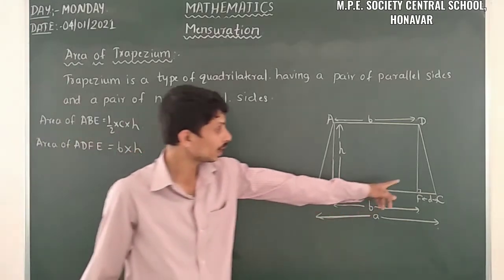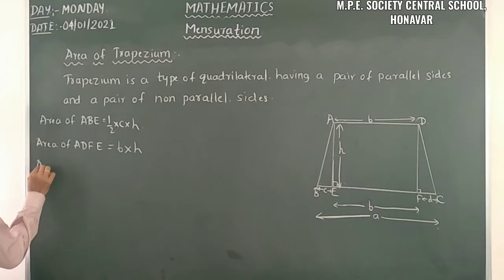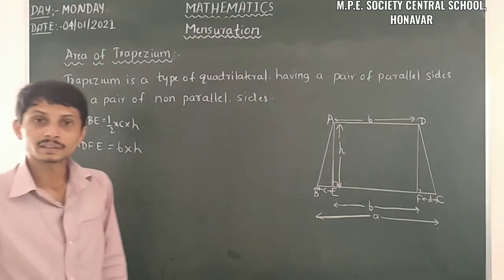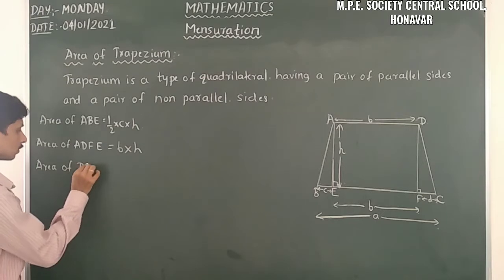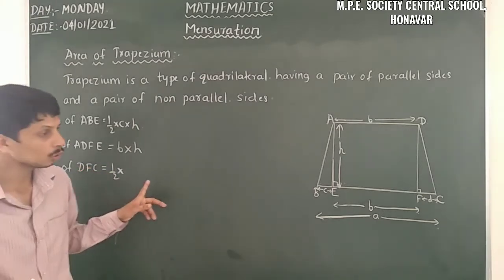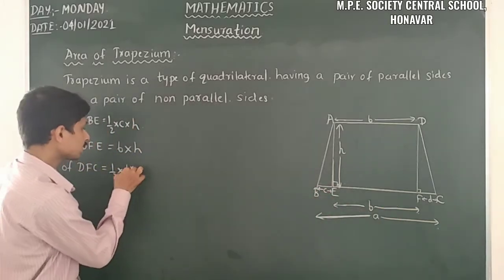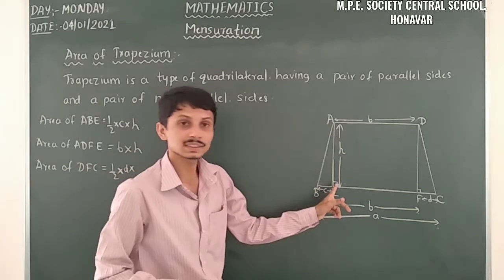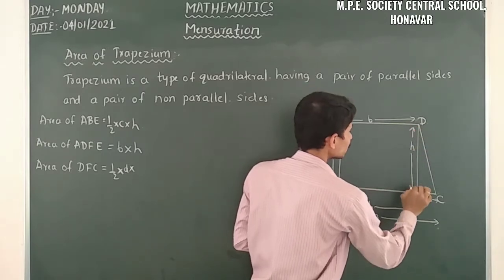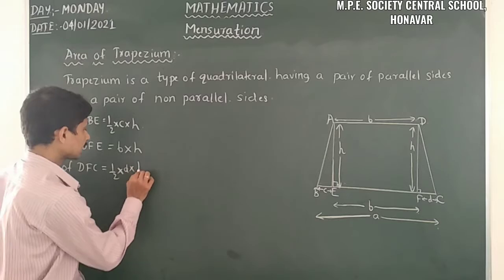Then again we have another triangle here, so that one we have to consider. It is area of triangle DFC. DFC is equal to half into base, it is D, into height, the perpendicular height. If this one is H, then this is also H, because the opposite sides of a rectangle are the same, that's why it's also H here.